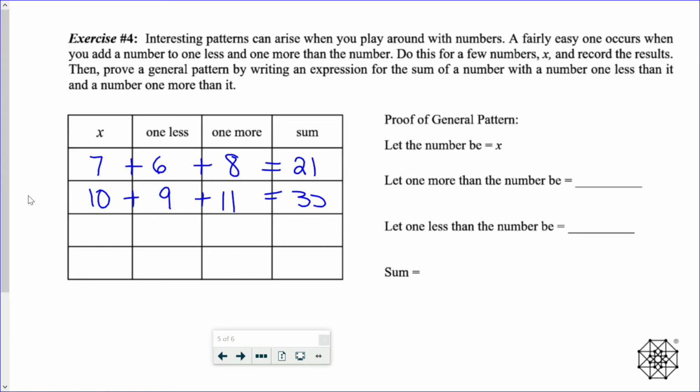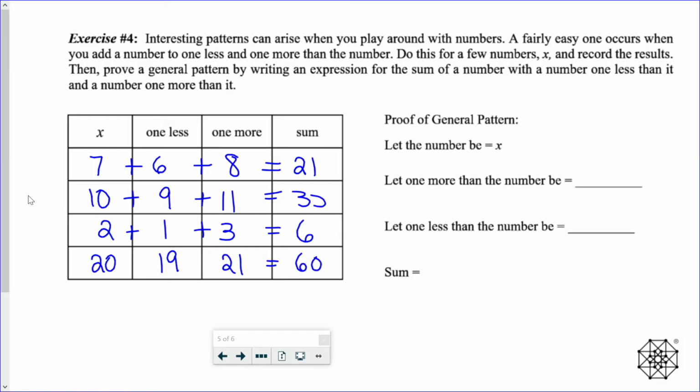Let me get a little crazy here. Let me go with 2. One less than it is 1. One more than it is 3. Yeah, that's crazy. 2 plus 1 is 3, plus 3 is equal to 6, right? And finally, let me go with 20. One less than it is 19. One more than it is 21. 20 plus 19 is 39, plus 21 is 60.